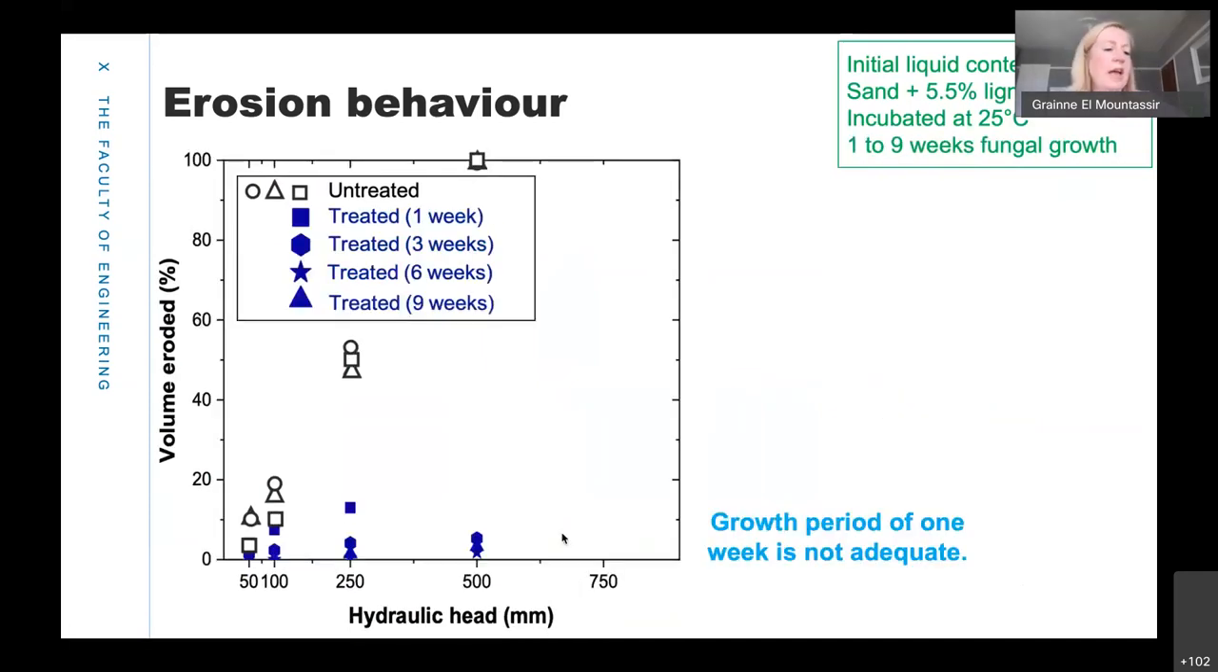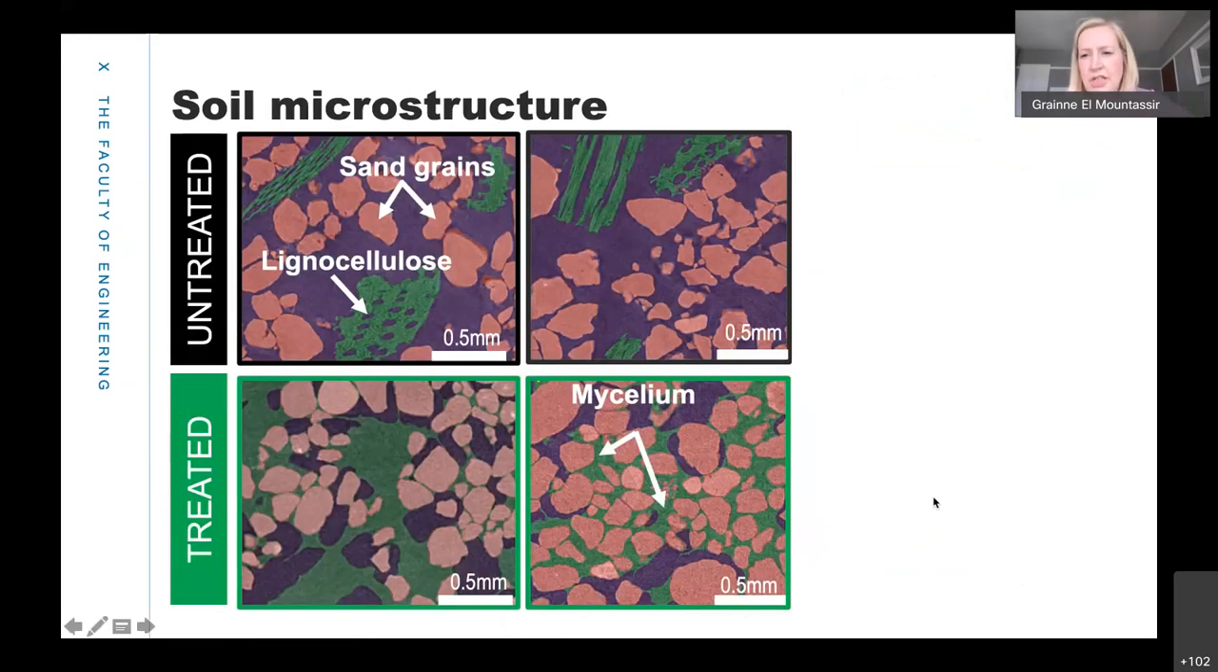So we've also looked at the influence of the growth duration on the erosion behavior. In blue, we have soils that were treated with Pleurotus ostreatus and allowed to grow for 1 week, 3 weeks, 6 weeks, and 9 weeks. What we observed is that the 3, 6, and 9 weeks all performed similarly, whereas when there was only one week of growth, the behavior was improved compared to the untreated sample, but not quite as good as what we get after 3 weeks.